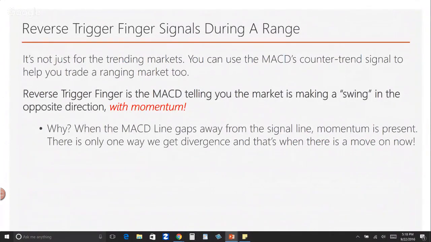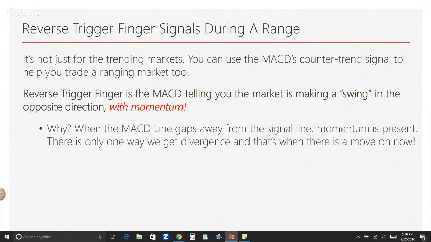Now, this is not just for the trending markets. How awesome. You can use the MACD's counter trend signal to help you trade a ranging market too. Reverse trigger finger is the MACD telling you that the market's making a swing in the opposite direction, and that with momentum. Really great information.